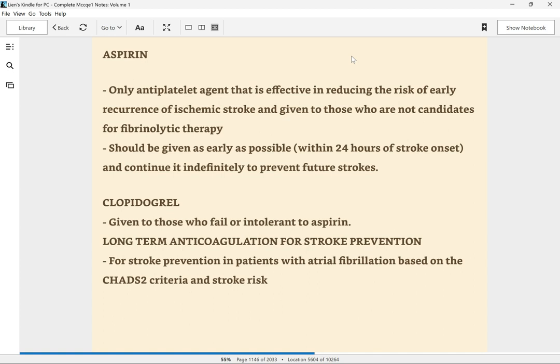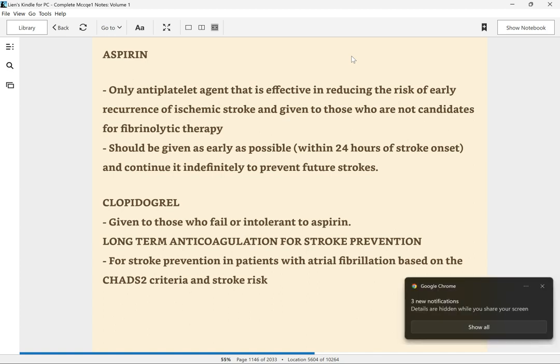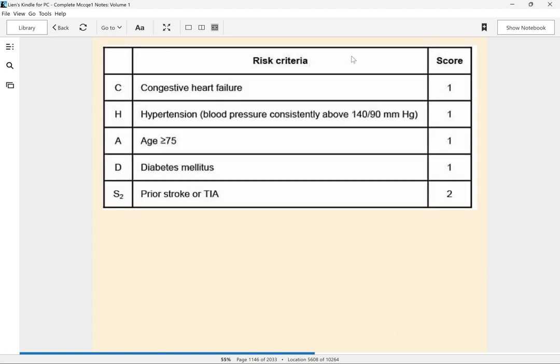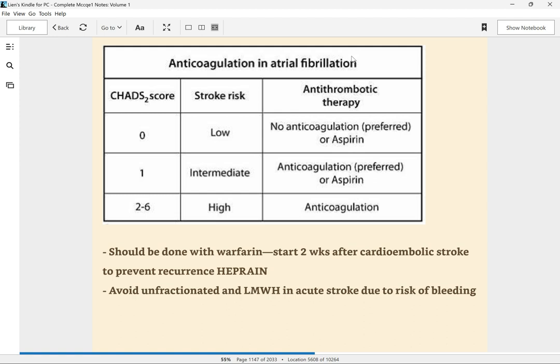Long-term anticoagulation for stroke prevention. For stroke prevention in patients with atrial fibrillation, based on the CHADS-2 criteria and stroke risk, it should be done with warfarin, started 2 weeks after cardioembolic stroke to prevent recurrence. Heparin: avoid unfractionated heparin and LMWH in acute stroke due to risk of bleeding.